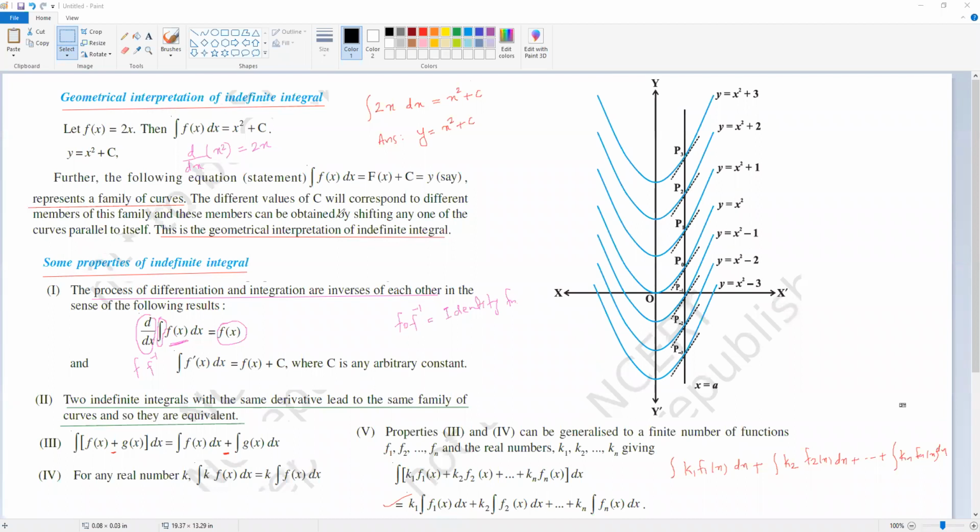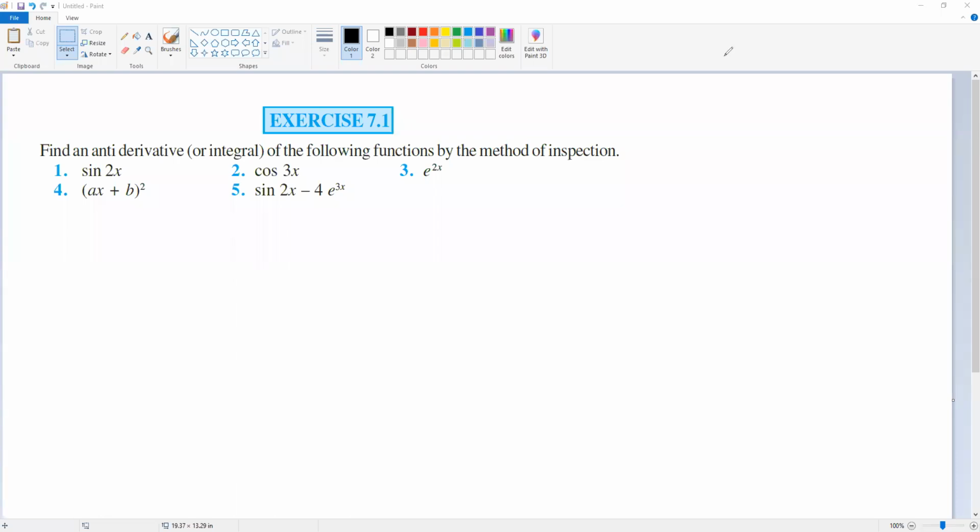Okay, so these are some properties of indefinite integral. Clear? Okay, so now we will do some questions. We haven't studied any particular method till now; we know only some basic ideas. First, find the antiderivative of the following function by the method of inspection. Method of inspection means we have to check by ourselves the derivative of which function will come. It is not always a good method; it is just to understand the concept.